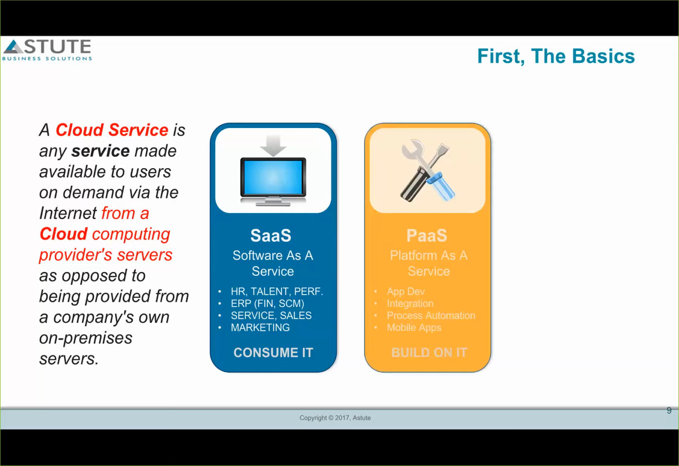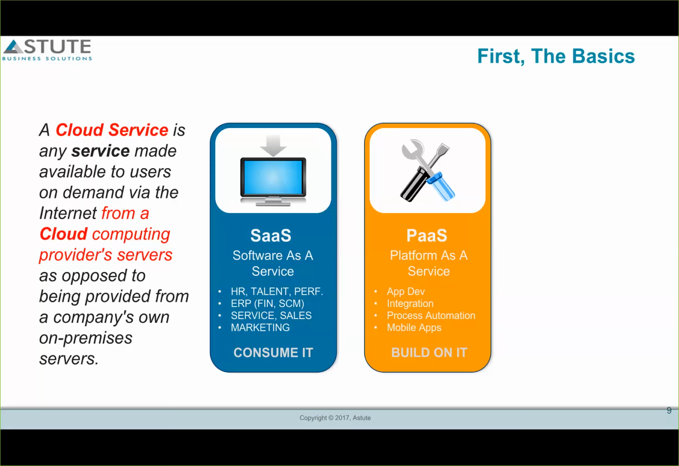The next category is platform as a service. Platform as a service, the easiest way to think about this is a service that you can use to build on it, as in you can create your own applications, your own integrations, your own extensions. You can automate process flows. You can build mobile applications. Platform as a service is a category of cloud services that enables you to do that.